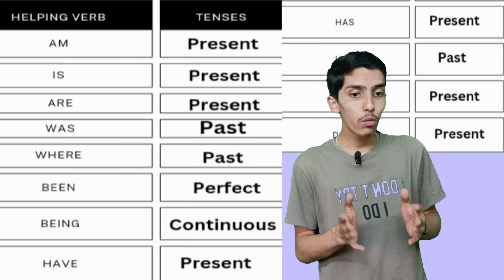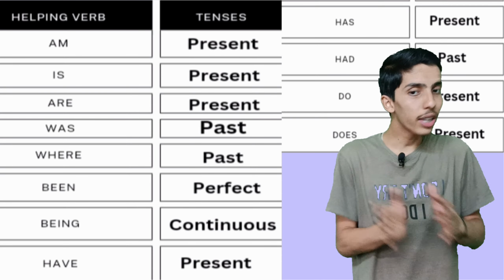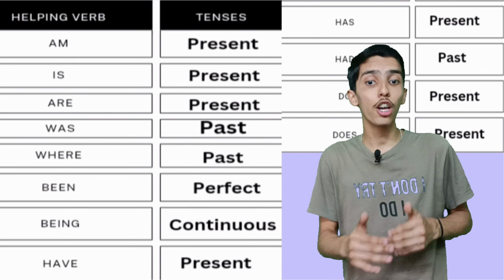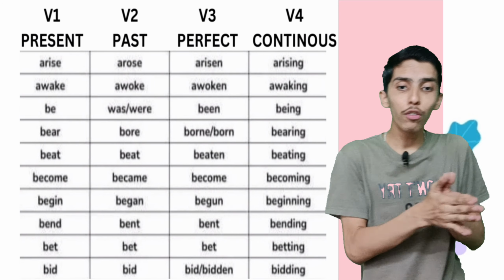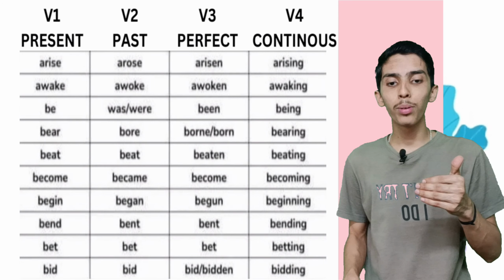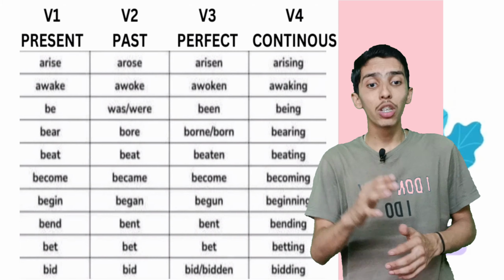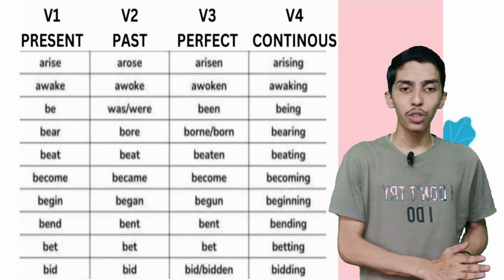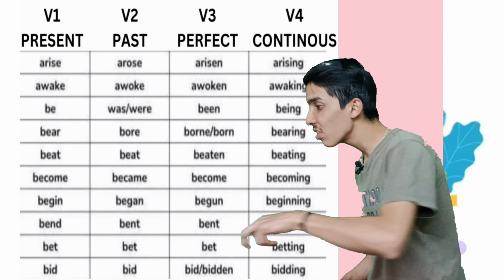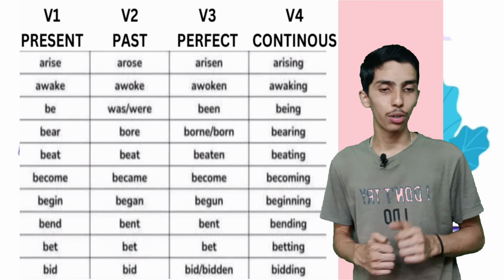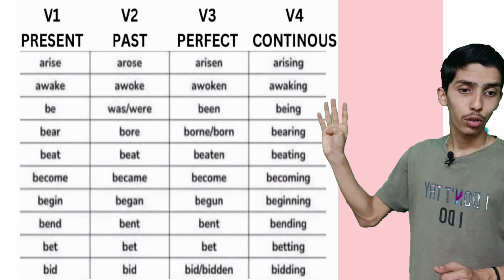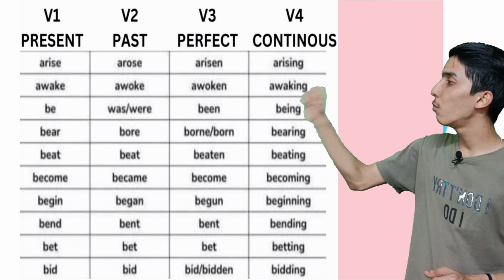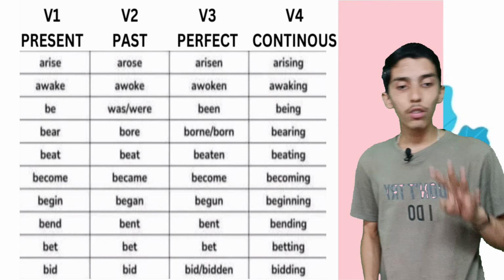Okay, you have now learned about the helping verb chart. Now we will study the verb chart. Before the verb chart, what is a verb? First we will understand: the verb is an action word. Whatever action is going on is called a verb. The verbs are mainly four: V1, V2, V3, V4. There are four types.